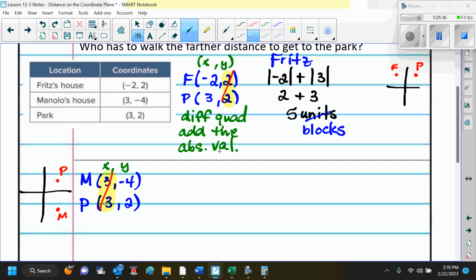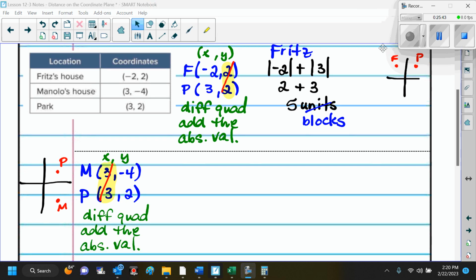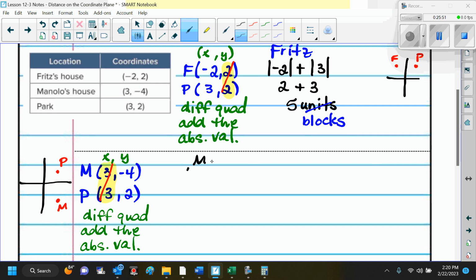So again, we have different quadrants, so we're going to add the absolute values. So this is going to be for Manolo. We've got the absolute value of negative 4 plus the absolute value of 2. So that's 4 plus 2, which is 6 blocks. Remember, it said every unit is a block. So 6 blocks, and this is for Manolo.